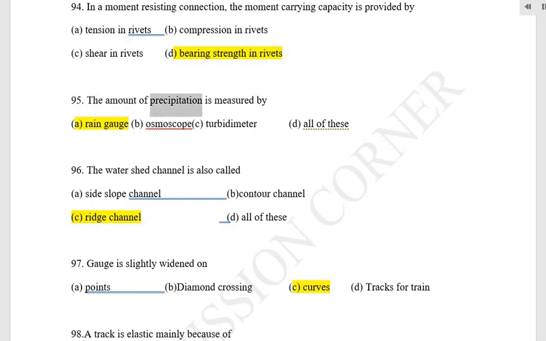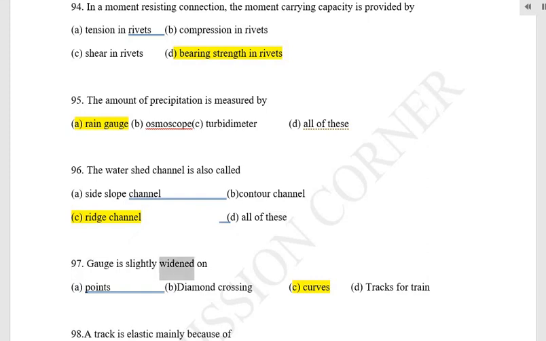95. The amount of precipitation is measured by A. Rain gauge, B. Osmoscope, C. Turbidimeter, D. All of these. 96. The watershed channel is also called A. Side slope channel, B. Contour channel, C. Ridge channel, D. All of these.